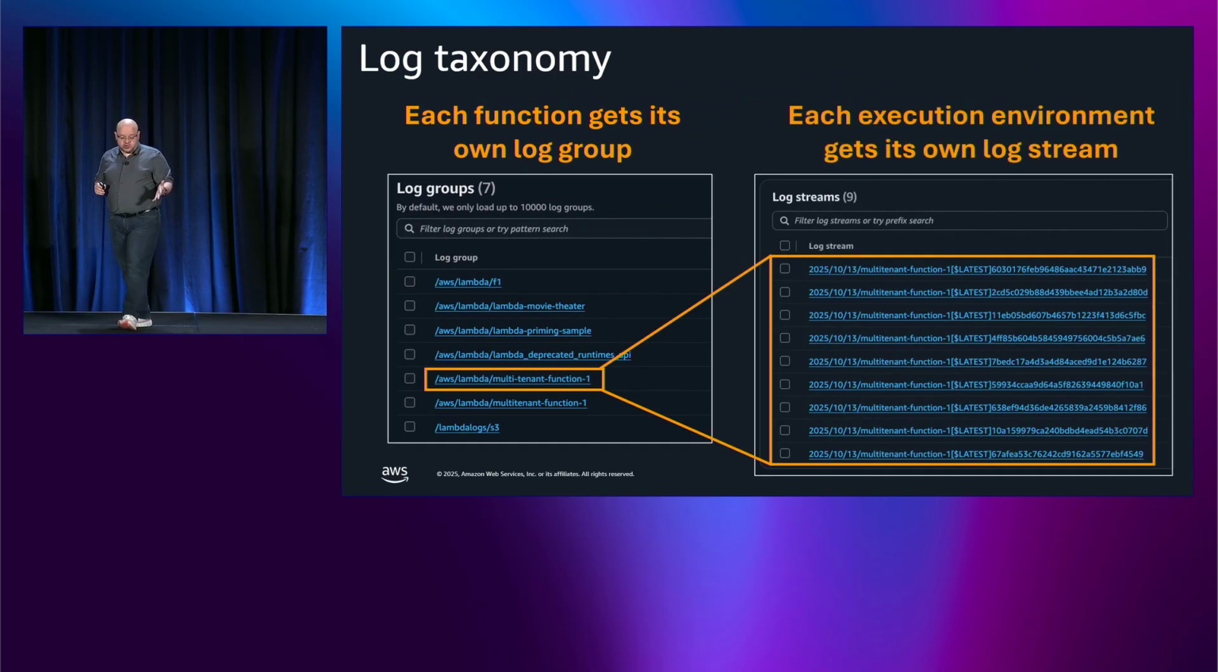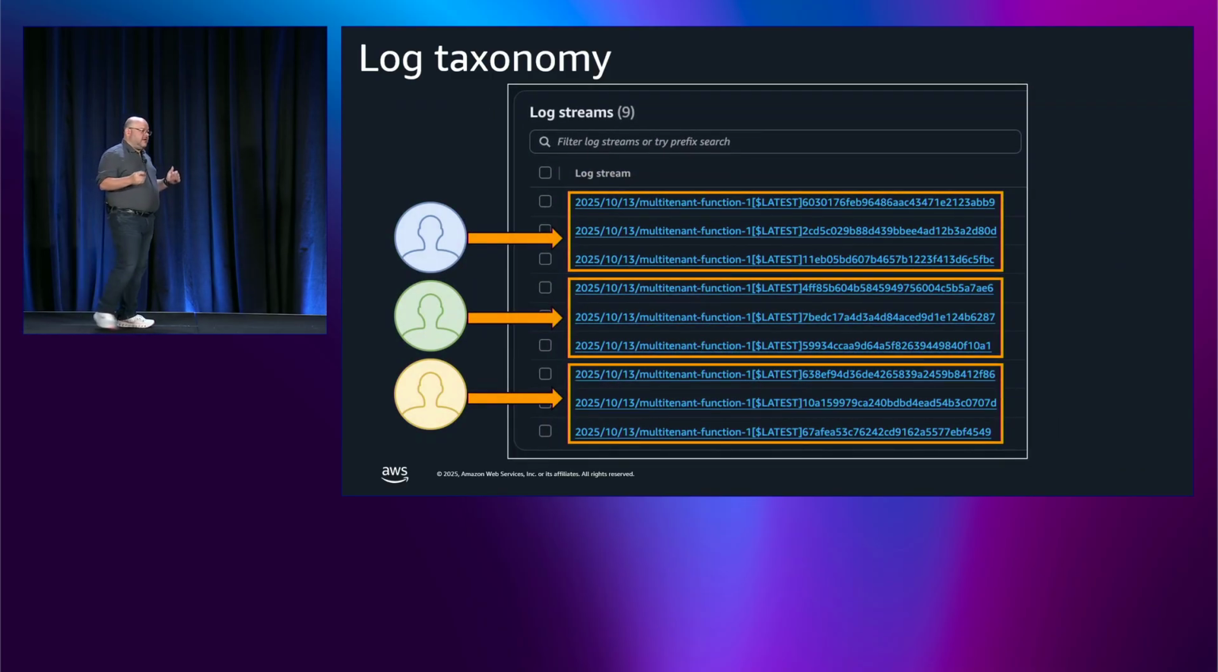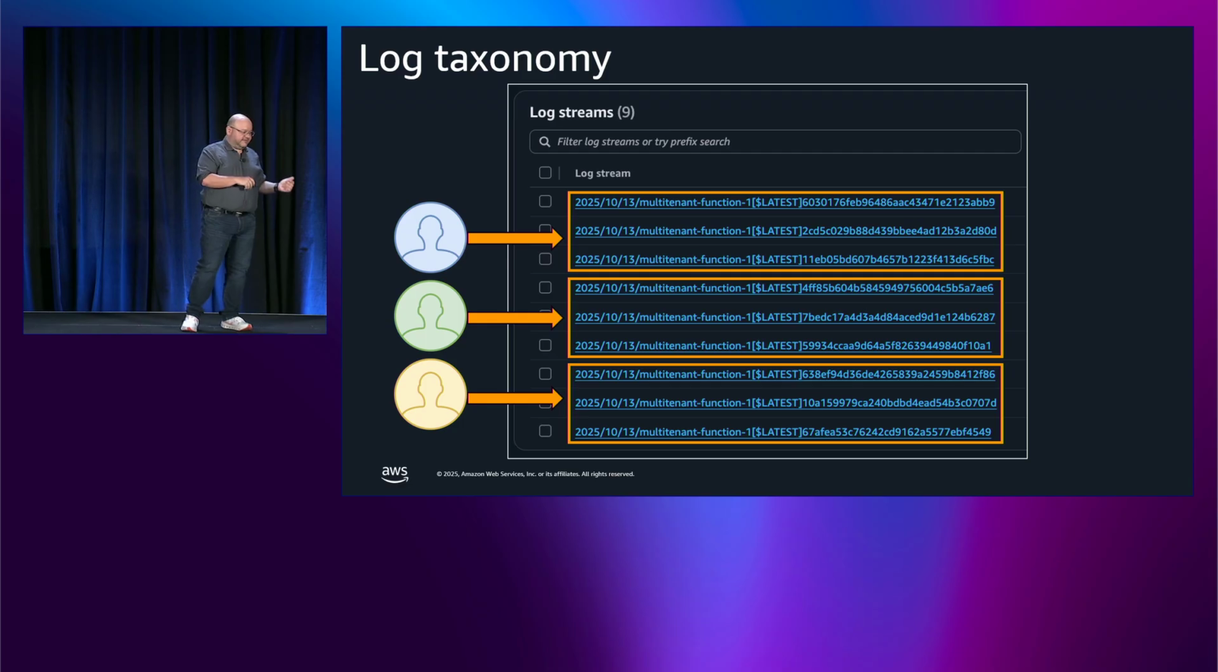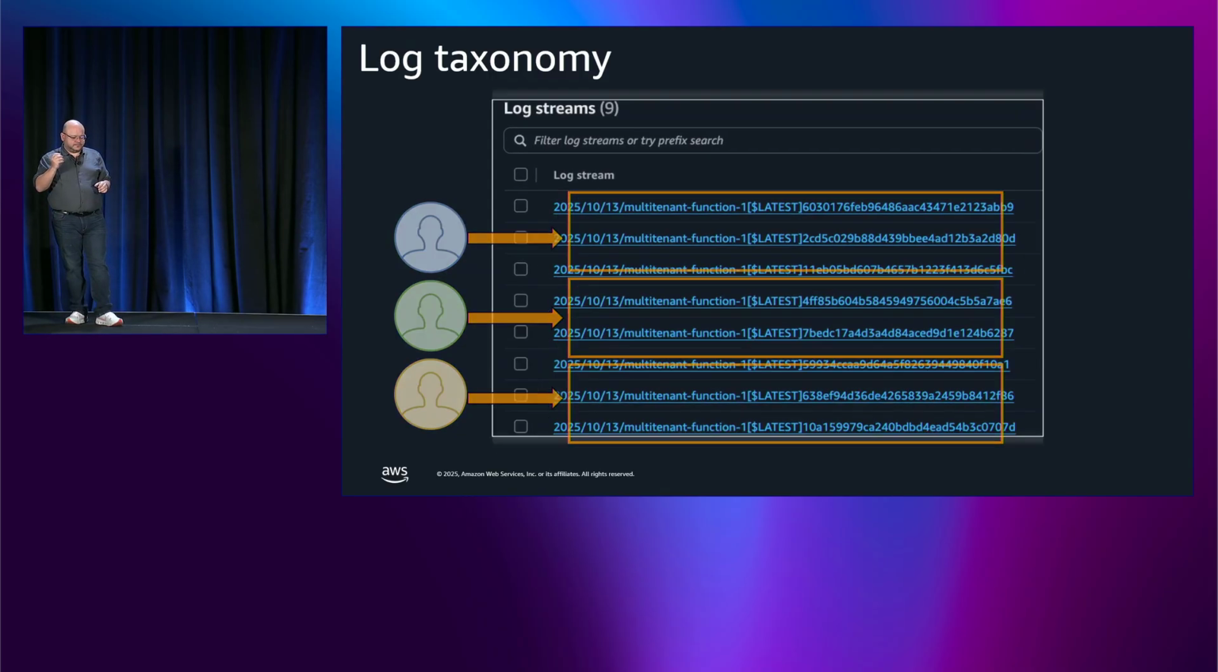Now, within that log group, you will see a collection of log streams. Again, nothing new. Each execution environment is getting its own log stream. This is how it worked for years, right? Nothing new so far, okay? What's new is now these log streams are tenant-specific, okay? Because you have tenant-specific execution environments, those log streams are also tenant-specific. To summarize, each tenant will have multiple log streams. Each log stream belongs to a single tenant only. Make sense? Okay, let's dive deeper.